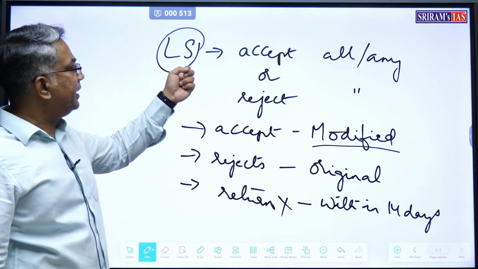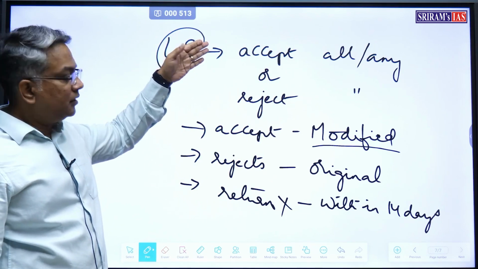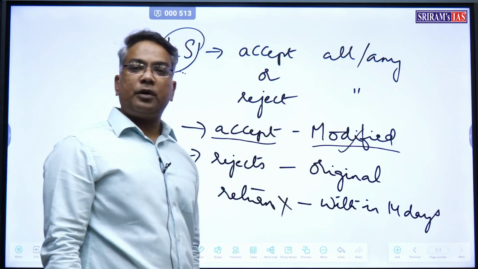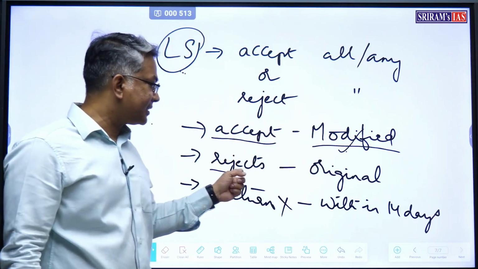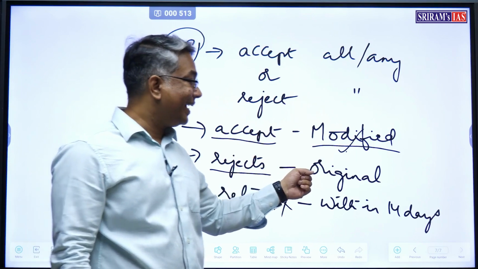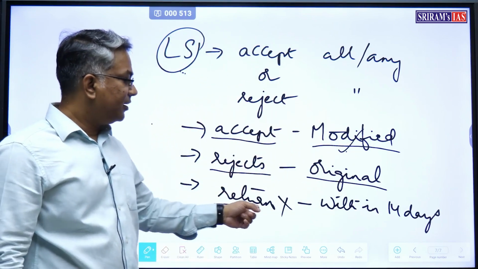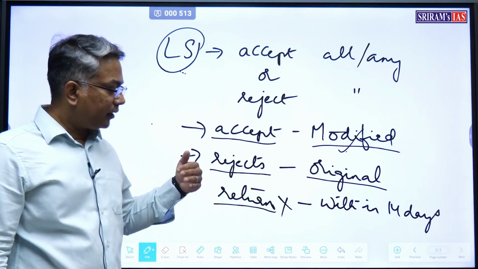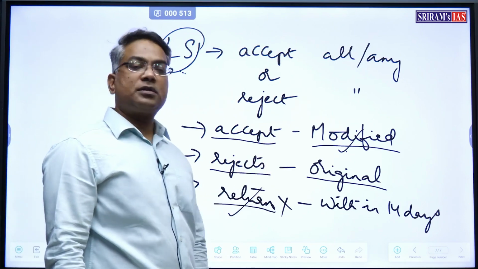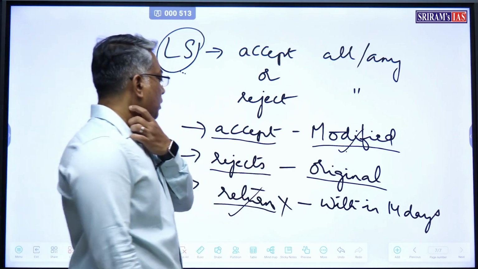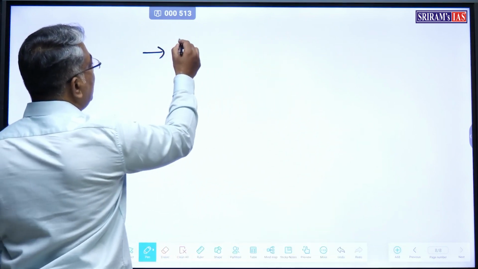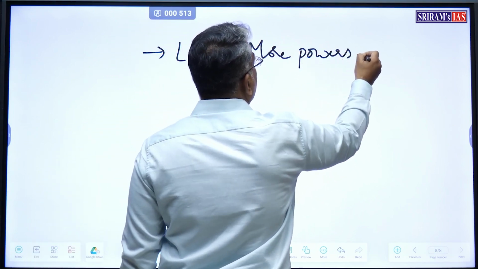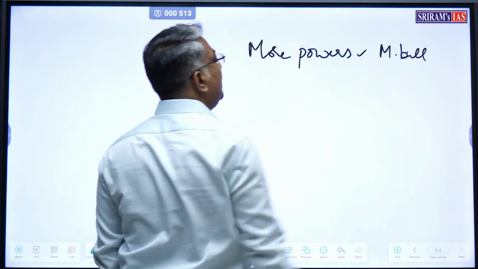So after receiving the recommendations from the Rajya Sabha, the Lok Sabha can accept all or any. If it accepts all or any, then the bill is deemed to have been passed by both the houses in modified form. If it rejects all or any, the bill is deemed to have been passed by both the houses in the original form without any modifications. If Rajya Sabha does not return the bill within 14 days with or without recommendations, then the bill is deemed to have been passed by both houses in the original form. So, what can we conclude here? We can conclude that Lok Sabha has more powers with regard to money bill in comparison with the Rajya Sabha.